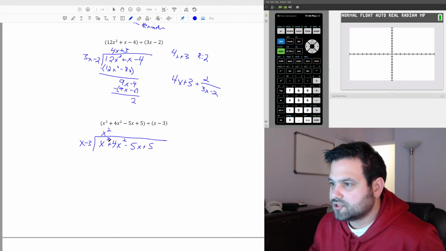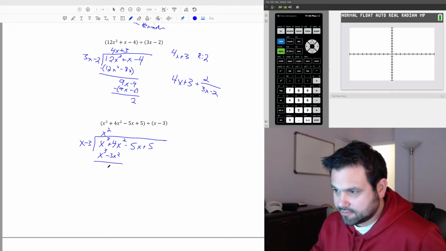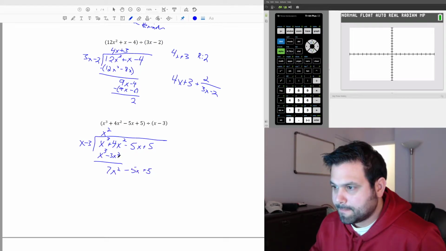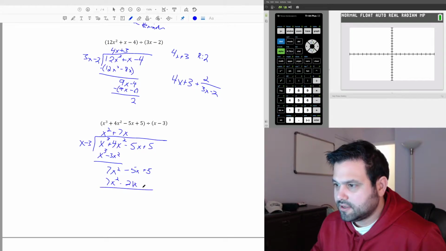And I'm going to need an x squared here to get x cubed, and then minus 3x squared. And then subtracting, I would have 7x squared. Bring down what I got here, and continue the process. So it looks like I would need a 7x. So 7x squared minus 21x. Subtract. So that would give me 16x. Down to 5.